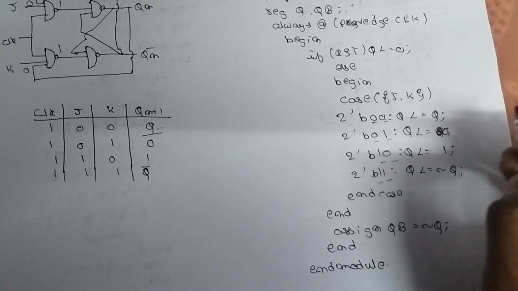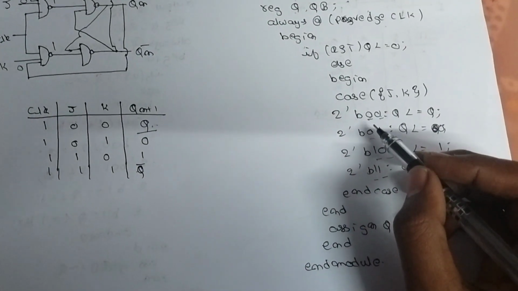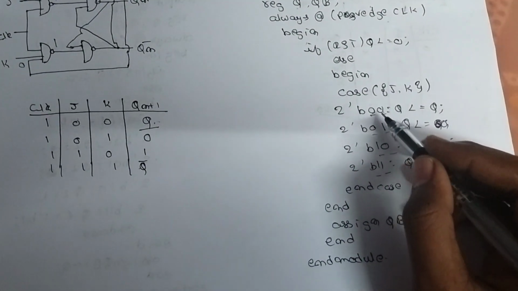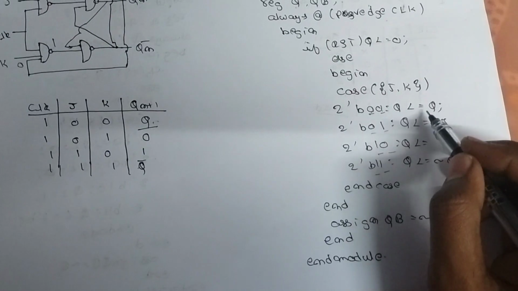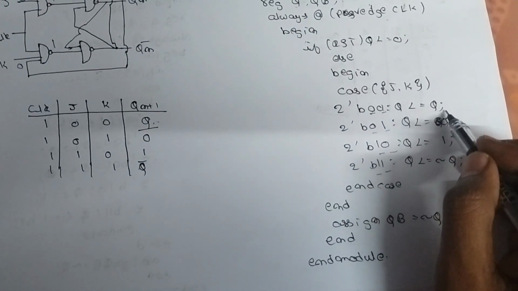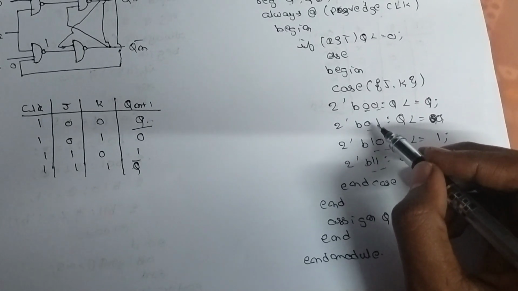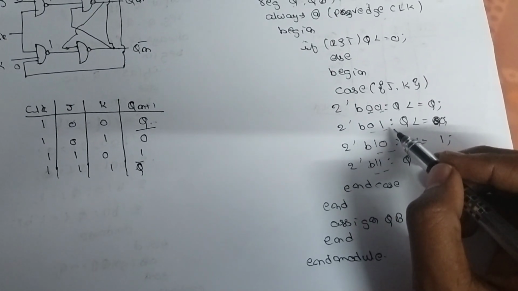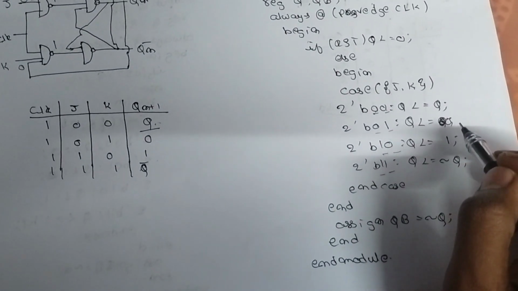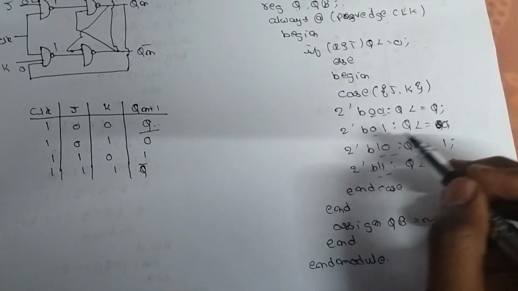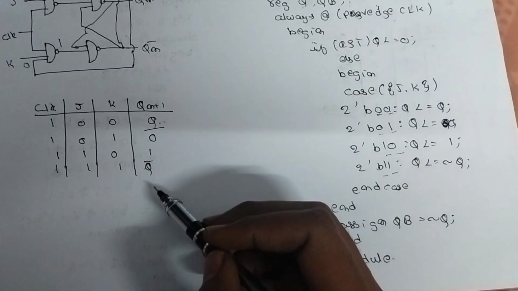So in the first statement we have used, if J and K are 0 0, then the Q value must be Q. In the second statement we have used, if the J value is 0 and the K value is 1, the Q value should be 0. This is the same as what we have seen in the truth table.